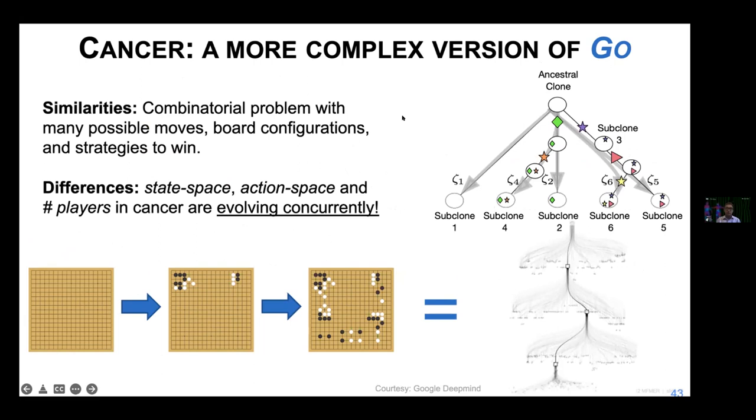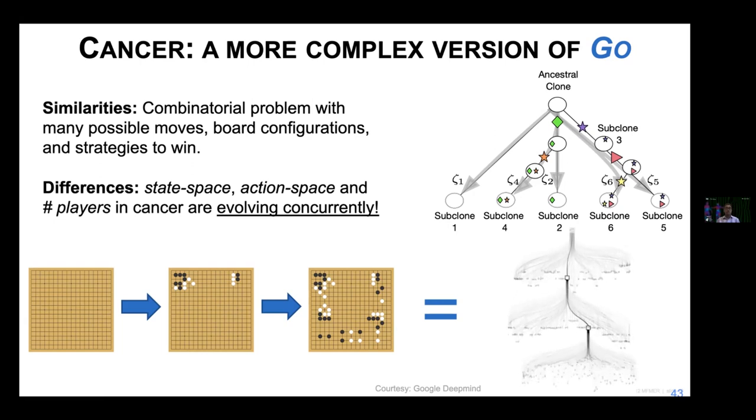For those of you who are familiar with AlphaGo, you can think of this cancer problem in some ways as a more complex version of the game of Go, where there are many combinatorial moves, many board configurations, many different strategies to win, except that both the state space and the action space are evolving concurrently in this case. So we know that this is an enormous problem and in fact was considered an uncomputable problem because the size of the decision tree of a game of Go is too large to be computed by all the computers on Earth. And so they had to rely on different techniques in order to try to understand the complex dynamics behind Go.